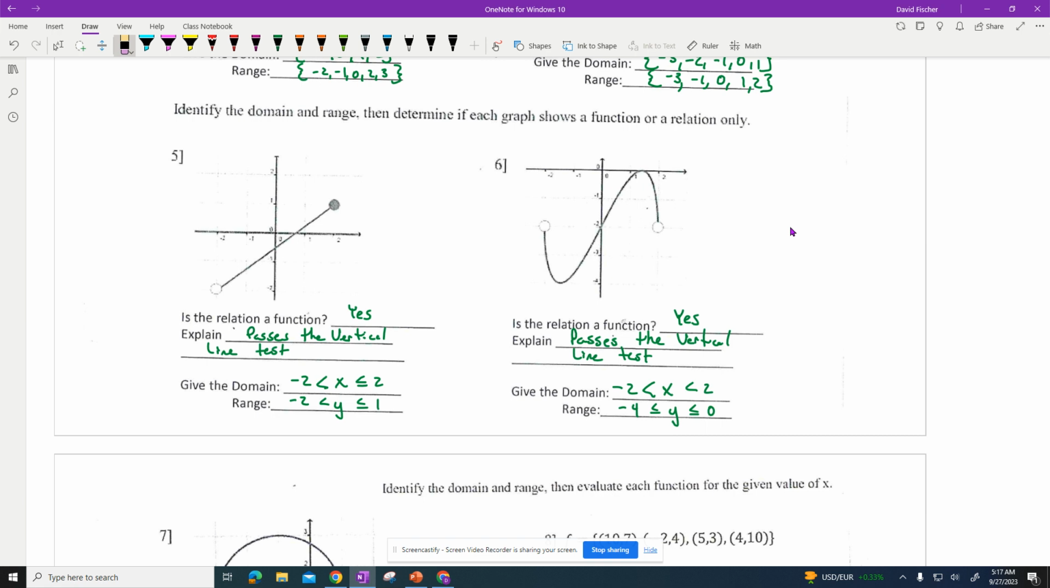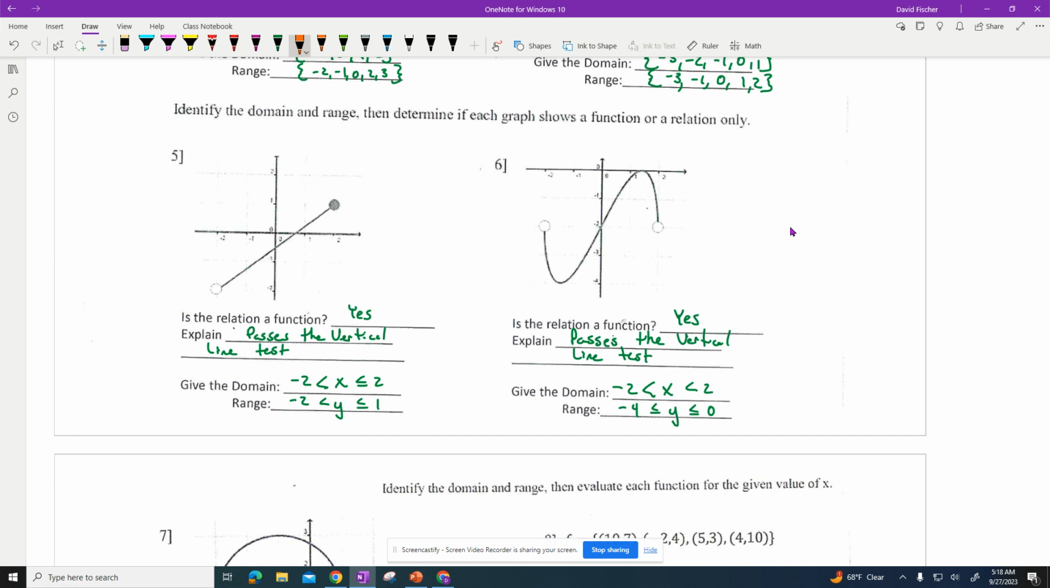Now when I go to do my x's, they start right here at -2. So that's my lowest number. They keep hitting my graph all the way up here till 2. That's my highest number. But when I hit this, it's an open circle right here, so I don't want the or equal sign. And when I'm down here, I have an open circle, so I don't want the or equal to sign.